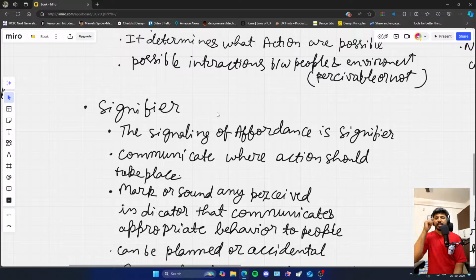I kind of confused it with a nudge as well. I feel like a nudge could also be, and I could be completely wrong about this, but maybe a nudge can as well be a kind of signifier. But yeah, it could also be wrong.